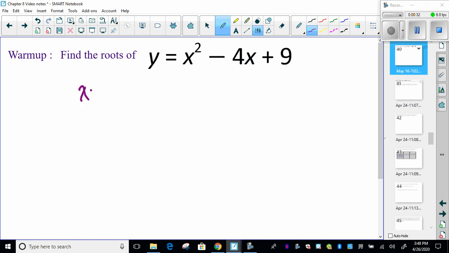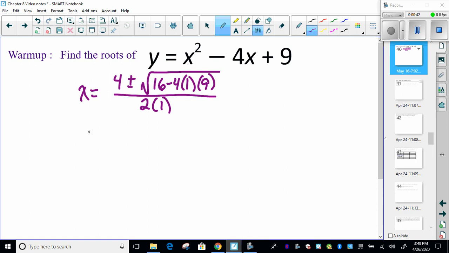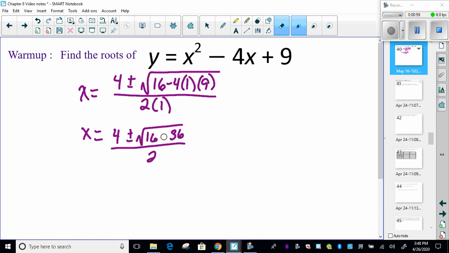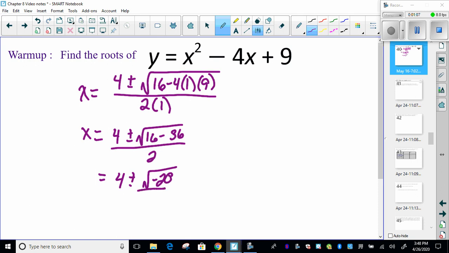Therefore, in order to find the roots, it's x equals the opposite of b, plus and minus the square root of b squared minus 4ac, all over 2a. So therefore, x equals 4 plus and minus the square root of 16 plus 36, again, be careful with that part, all over 2. Which then gives me, minus 36, sorry about that. Which then gives me 4 plus and minus the square root of negative 20 over 2.